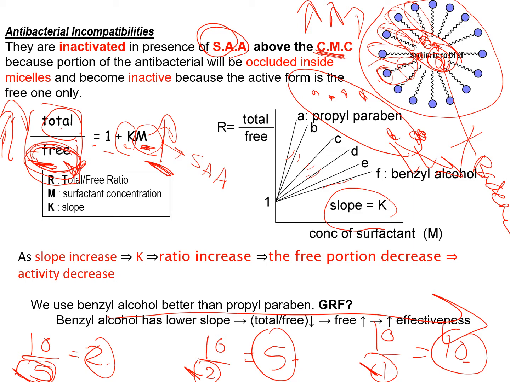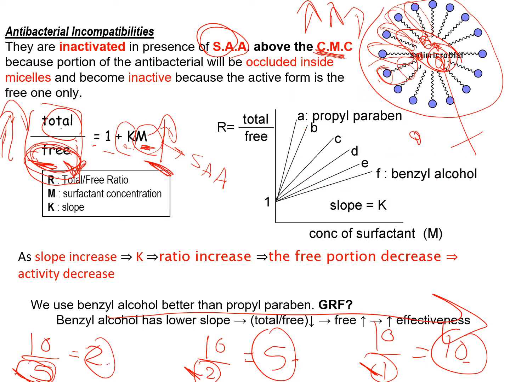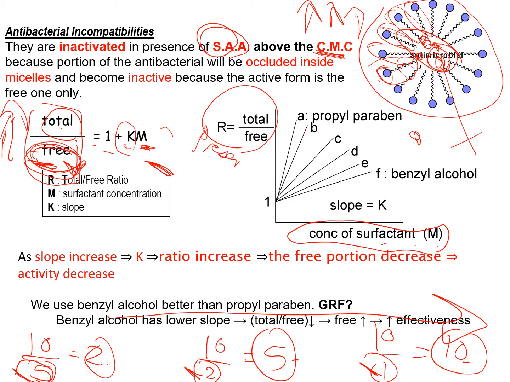Okay, so from another point of view, if you look at this graph, on the x-axis we have M, the concentration of surfactant, and on the y-axis there is the ratio of preservative total over free. You can see in the graph that by increasing M, what will happen to total over free? It is always increasing. Increasing total over free means less free fraction.